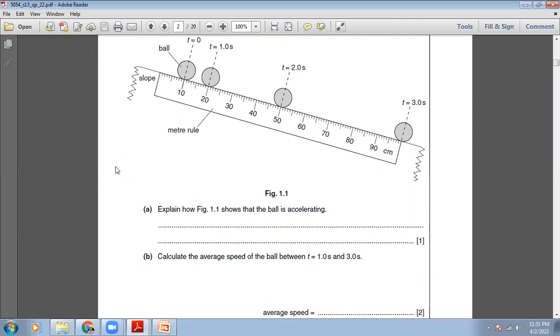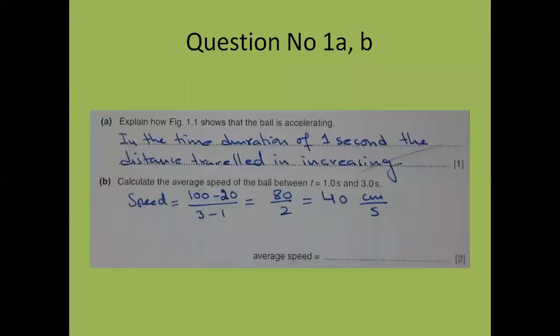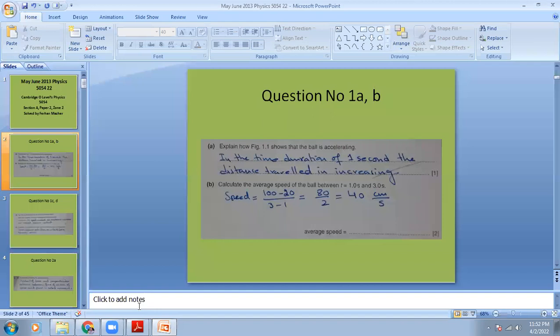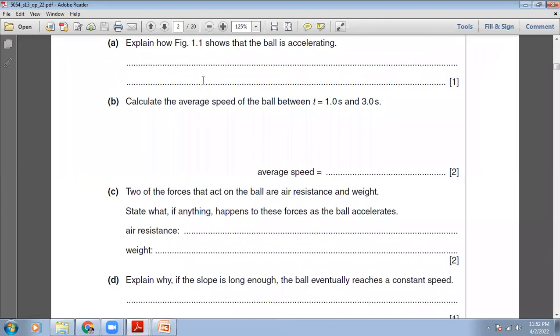The distance traveled in every 1 second is gradually increasing. That means that the speed is increasing, and that means the ball is accelerating. So let me show you my answer. In the time duration of 1 second, the distance traveled is increasing. I wrote here the word is increasing.